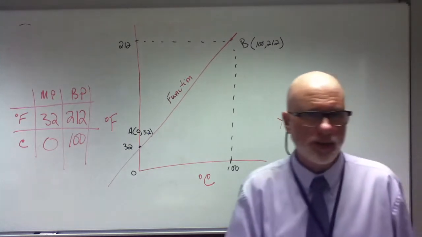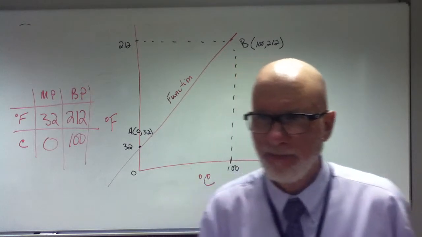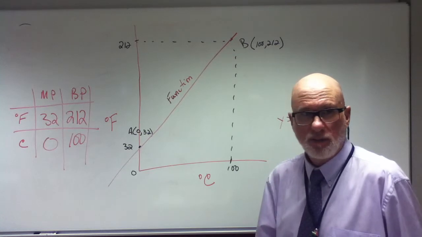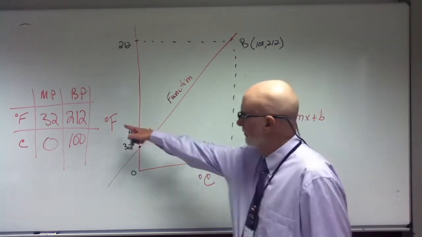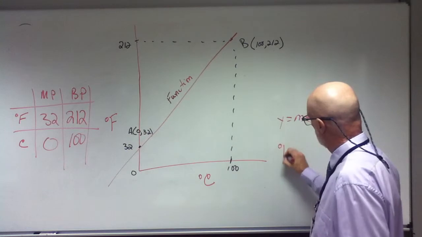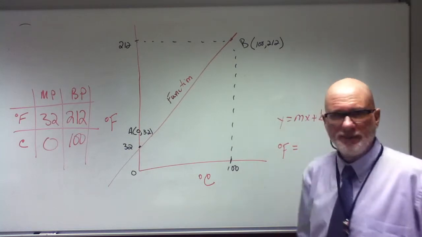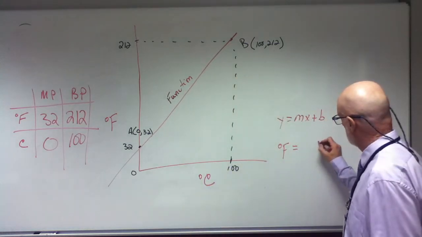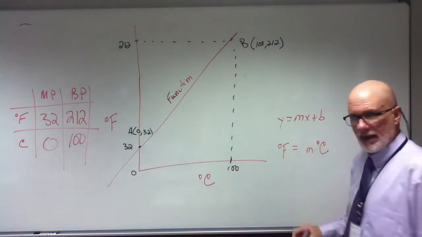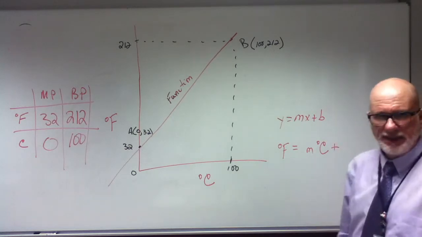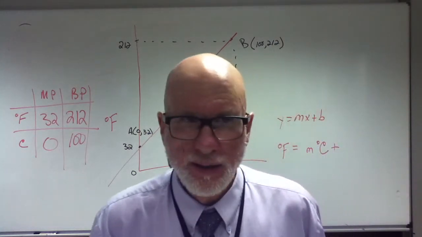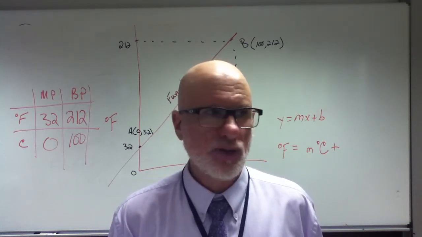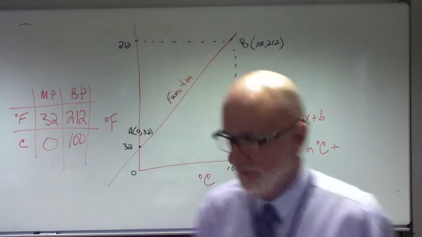What can I put in? Do I know anything right now? What's y? I don't need to know a point. Fair enough. I don't know m yet, do I? No. But do I know what x is? Yeah. What is x? Celsius. So we'll leave the m there. And then what's b? Do I know what b is yet? No. 32. B is the y-intercept, right? Isn't it intercepting the y-axis at 32?